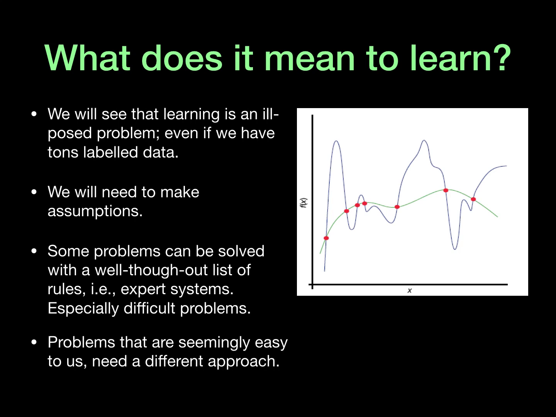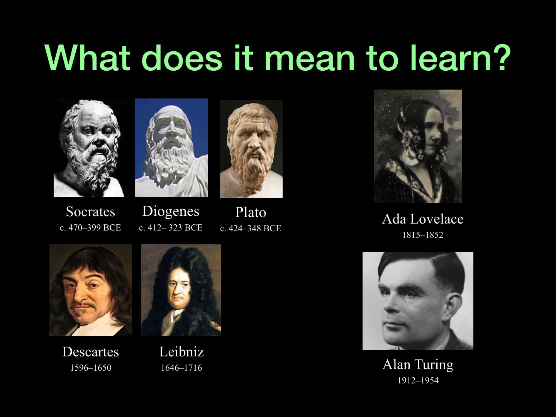In fact, this goes way back to the Greek philosophers. For example, Socrates talked about the relevance of long-term learning. Diogenes also discussed the importance of learning in the human condition, and Plato may have introduced the key idea of mathematical modeling, including the mathematical modeling of cognition and learning.